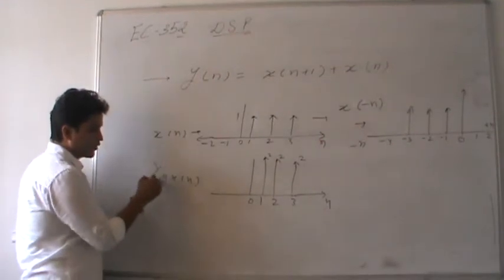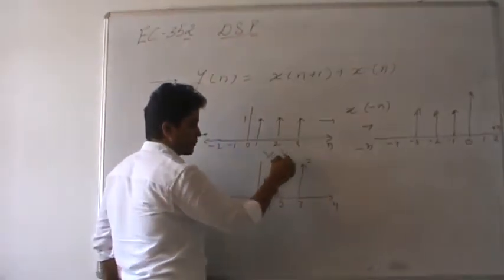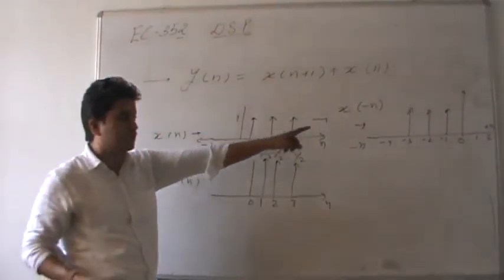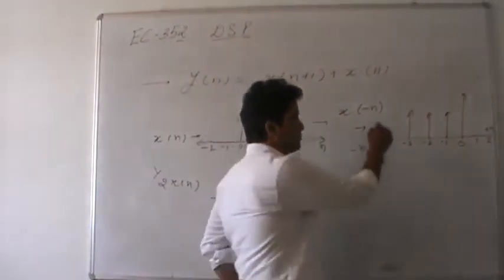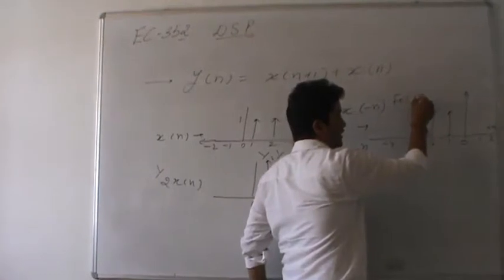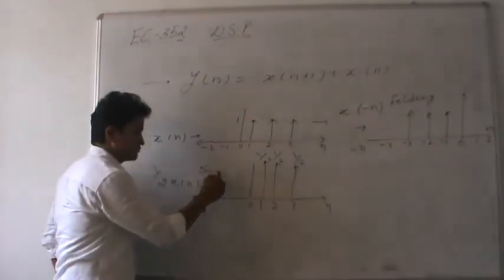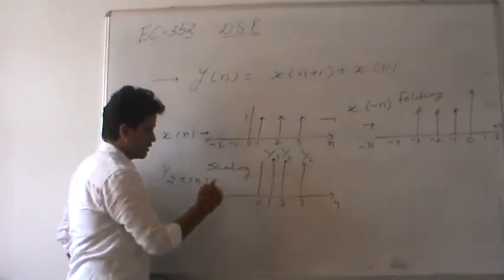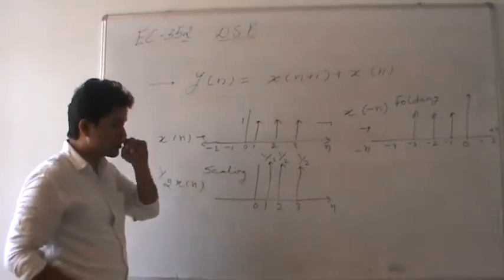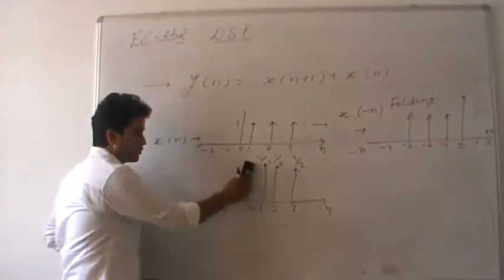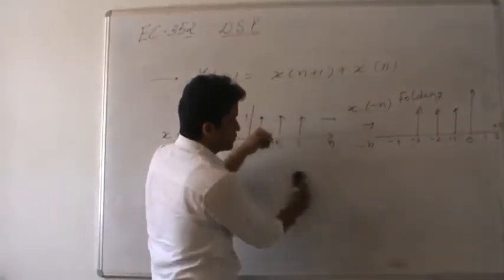We can make it half as well, depending on the parameter of scaling or factor of scaling. This operation is scaling, that operation is folding. Simply you can call it folding or mirror image. This is nothing but scaling. Similarly, we can have a shifting operation, which is actually there in the signal. The purpose of all this is to express this part only.